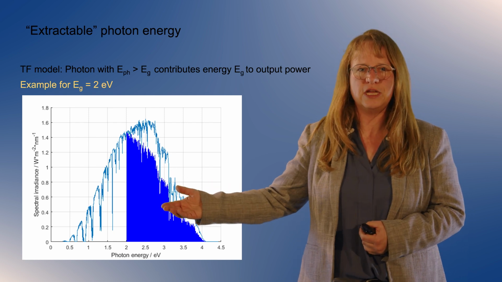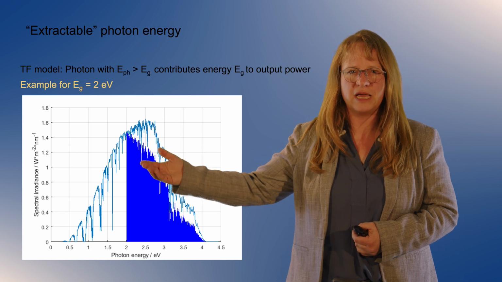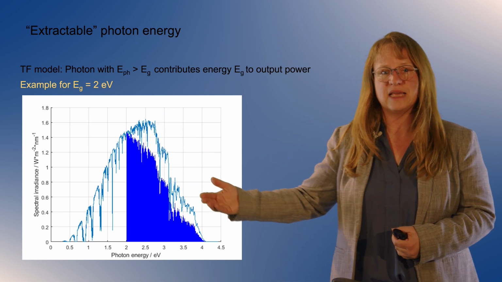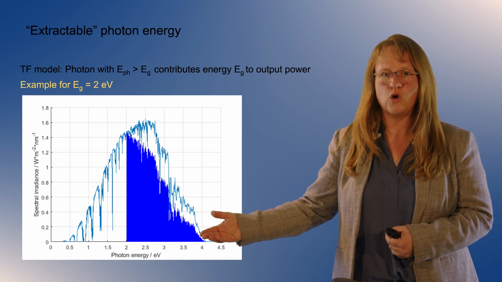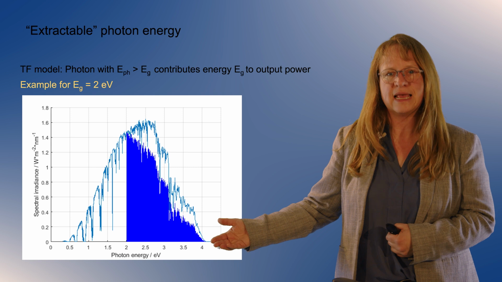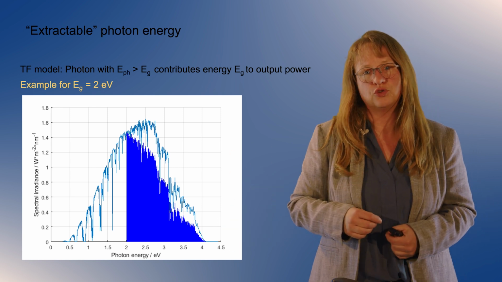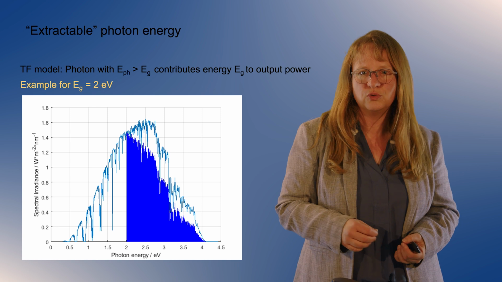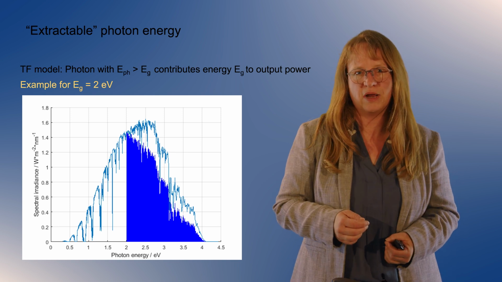And this situation, if you have some other photon energy, is of course such that the higher the photon energy, the more energy is thermalized. For example, for a photon of 4 electron volts, half of the energy will be lost to the thermalization process, and only half of the energy can be used for electricity generation.